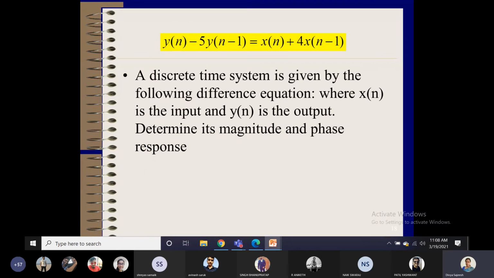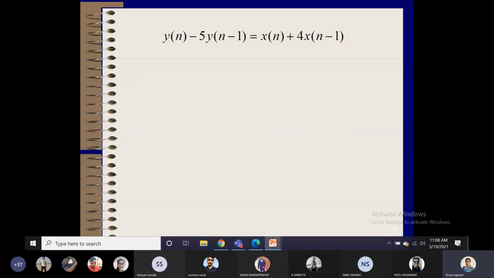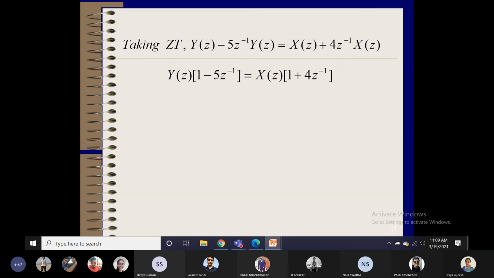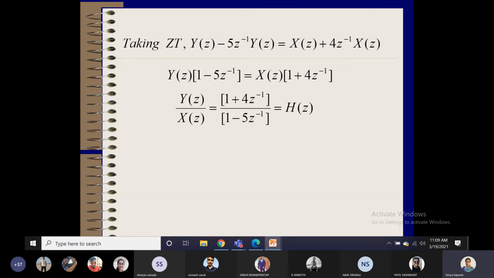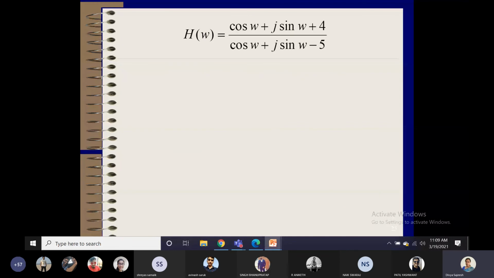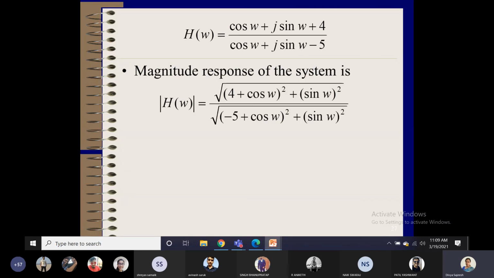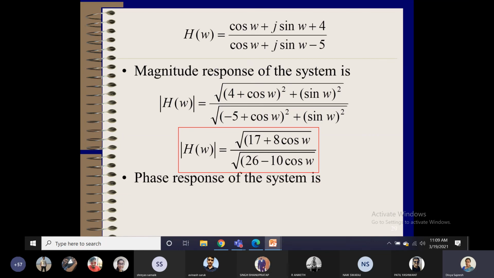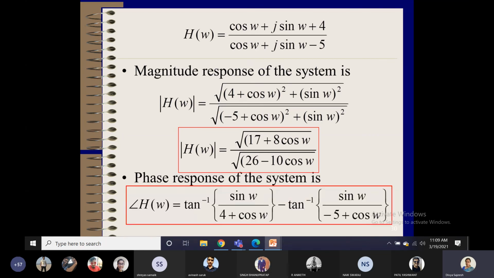We have seen an example to obtain the magnitude and phase response. First we obtained the transfer function H of z for the given difference equation in the z plane, then substituted e raised to j omega for z. To obtain the magnitude, we expressed e raised to j omega in terms of sine and cos, and the magnitude was obtained. Similarly, the phase is obtained by tan inverse of imaginary by real.